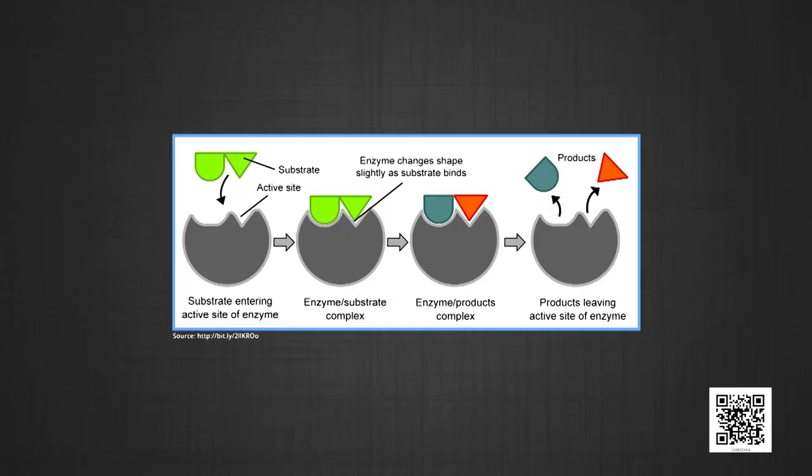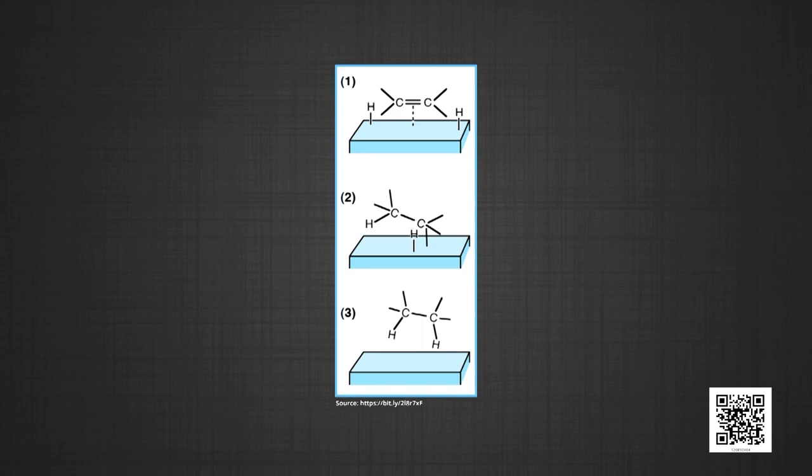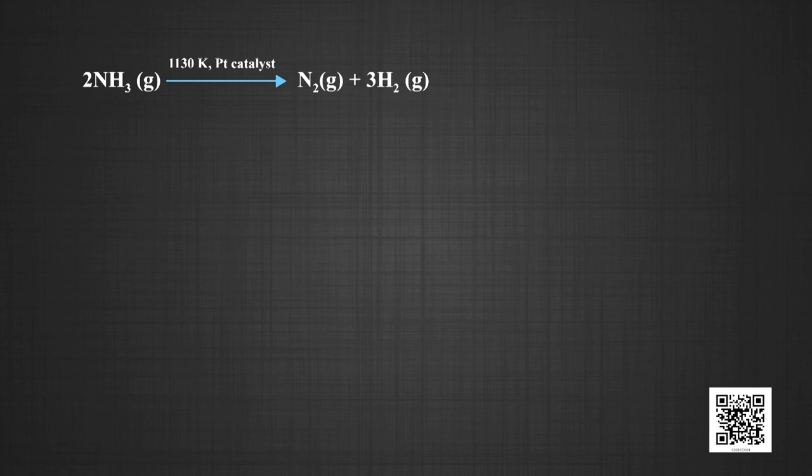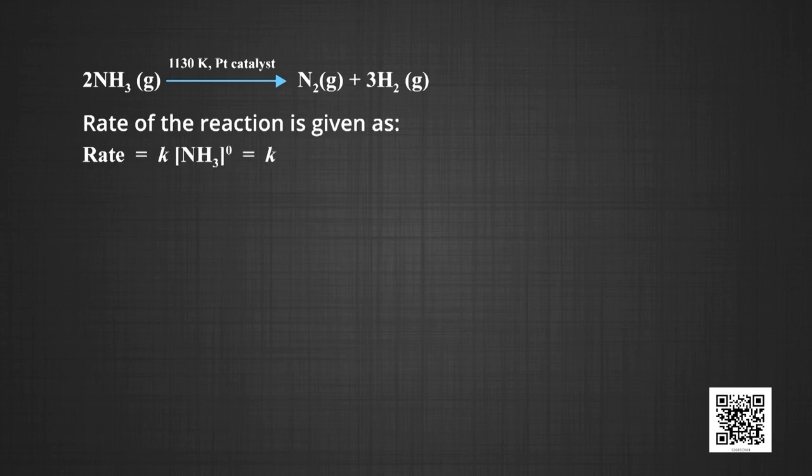The examples of zero order reactions: some enzymes catalyze reactions, and the reactions which occur on metal surfaces are a few examples of zero order reactions. These types of reactions generally occur in heterogeneous systems. For example, the decomposition of gaseous ammonia on a hot platinum surface is a zero order reaction at high pressure. The equation is in front of you: 2NH3 gives N2 plus 3H2, all in the gaseous state. The rate of the reaction is given as rate equals k[NH3] raised to power 0. That means the rate is equal to k, because anything which has 0 power becomes unity.